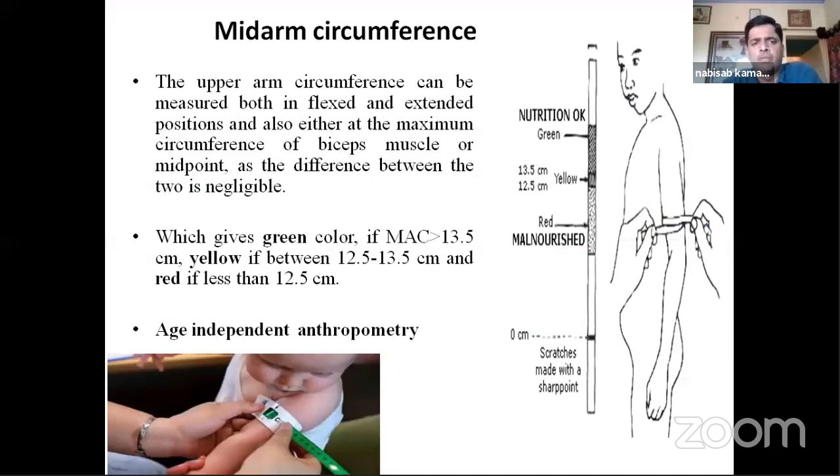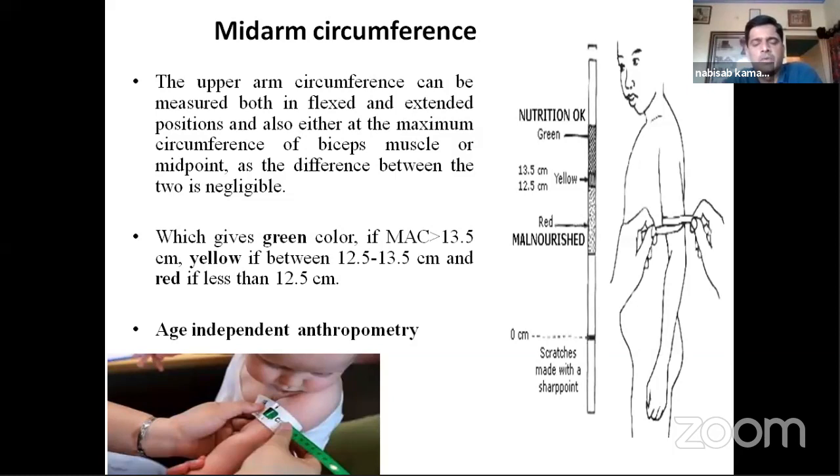Next, under anthropometrical measurement, mid-arm circumference. How to measure? The upper arm circumference can be measured both in flexed and extended position, either at the maximum circumference of the bicep muscles or at the midpoint. The difference between the two is negligible. If the mid-arm circumference is more than 13.5 centimeter, it is coded with green color.